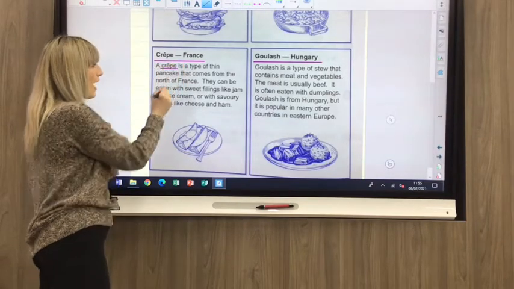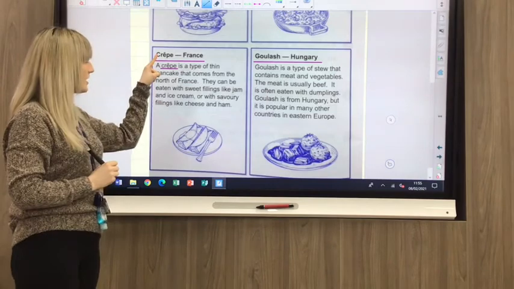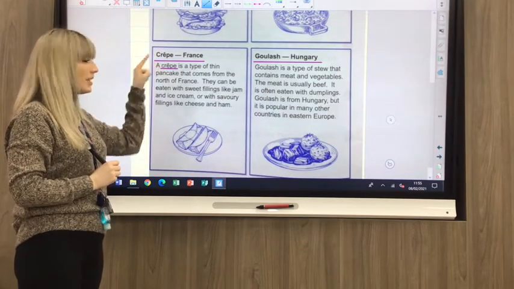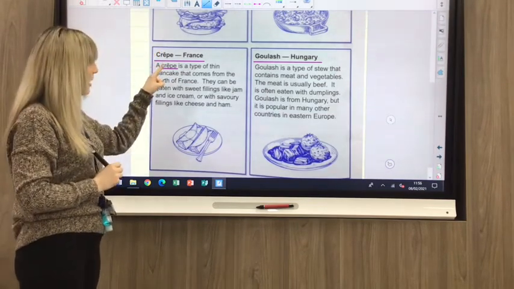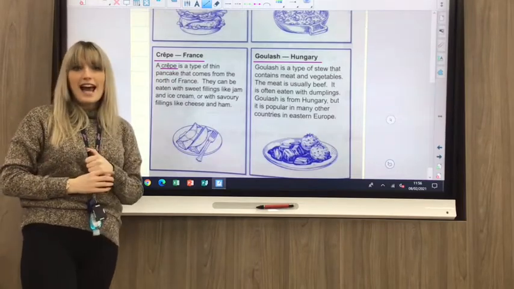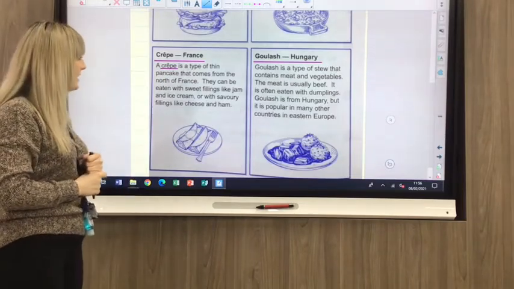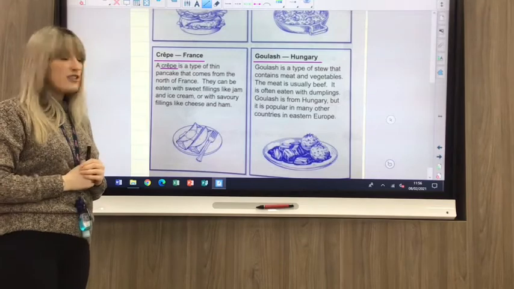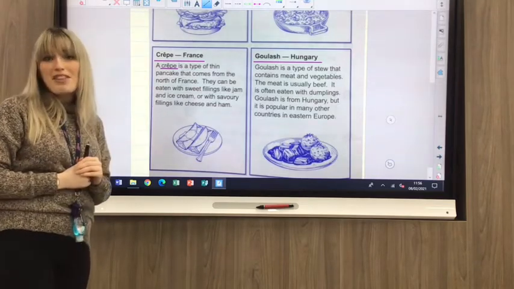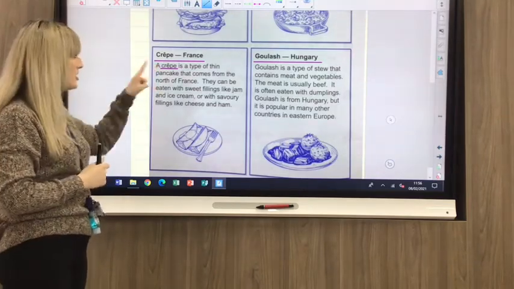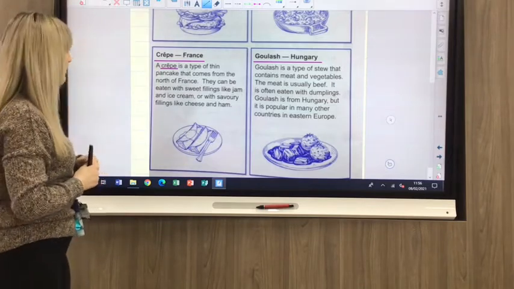It's crepe. Now you can see it's got a little funny symbol, little funny mark, like a little arrow above the E. That's called an accent. Okay, so we just ignore it. We don't need to learn about them in year 3. So we just know that that says crepe.